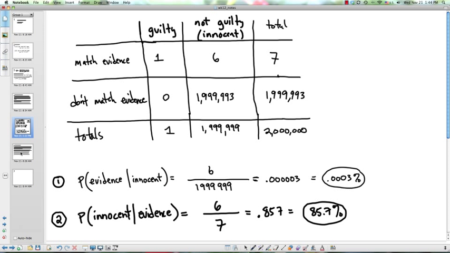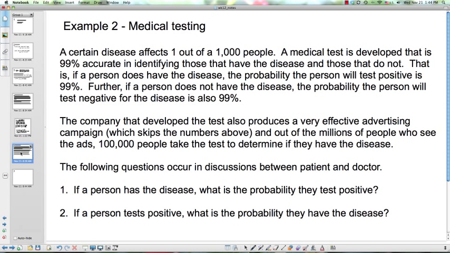And I have one other example that I want to show you, which is this issue of medical testing. It says a certain disease affects 1 out of 1,000 people, and a medical test is developed that is 99% accurate in identifying those that have the disease and those that do not. That is, if a person does have the disease, the probability the person will test positive is 99%. And further, if a person doesn't have the disease, the probability the person will test negative for the disease is also 99%.